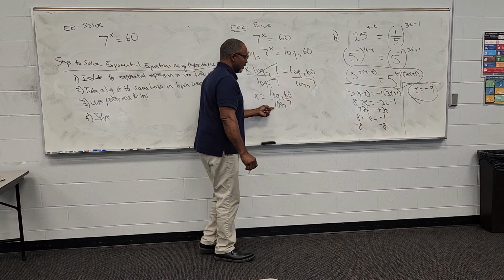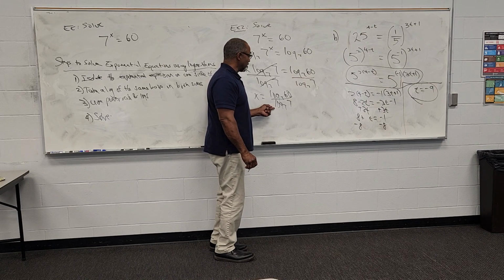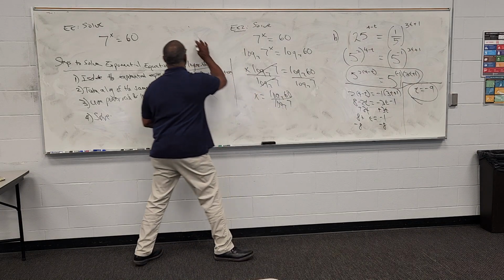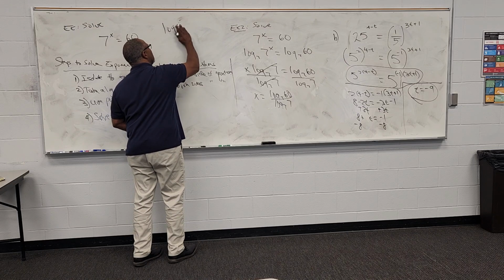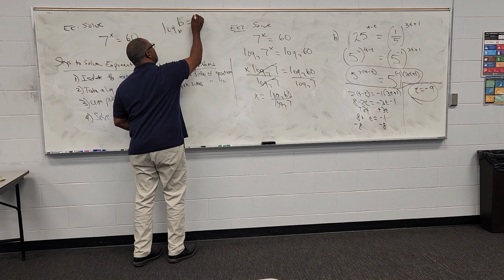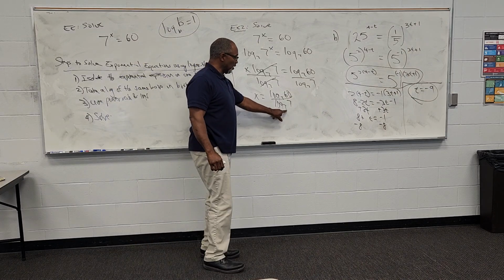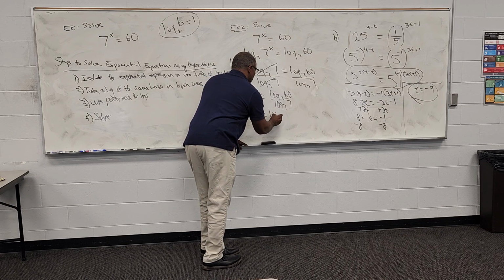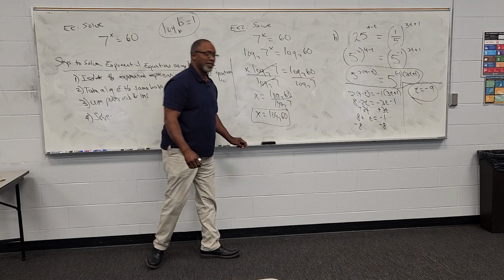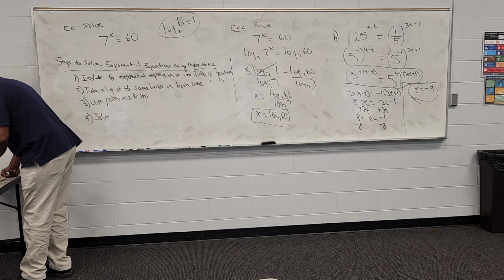Now, you always have to simplify as much as possible. We learned some log properties last time. The log property I'm talking about specifically is log base b of b is 1. So this thing on the bottom, log base 7 of 7, is just 1. So x turns out to be log base 7 of 60. That's the exact answer. Log base 7 of 60.